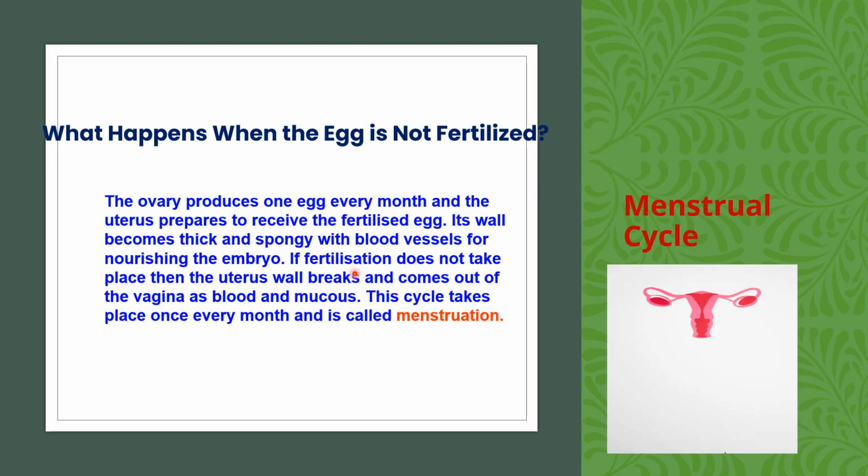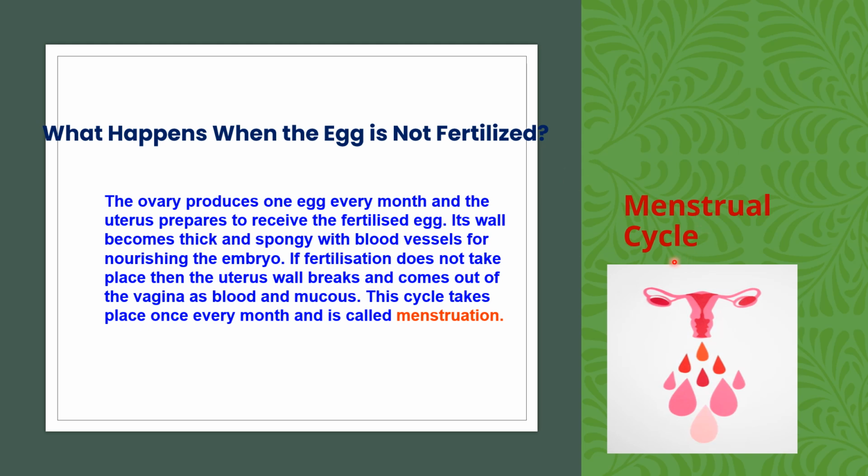Suppose fertilization does not take place, what happens? Then the uterus wall breaks down and comes out of the vagina in the form of blood and mucus. Got it, children? Every month once, women will get this menstrual cycle. This cycle takes place once every month, and this is called menstruation, or the menstrual cycle.